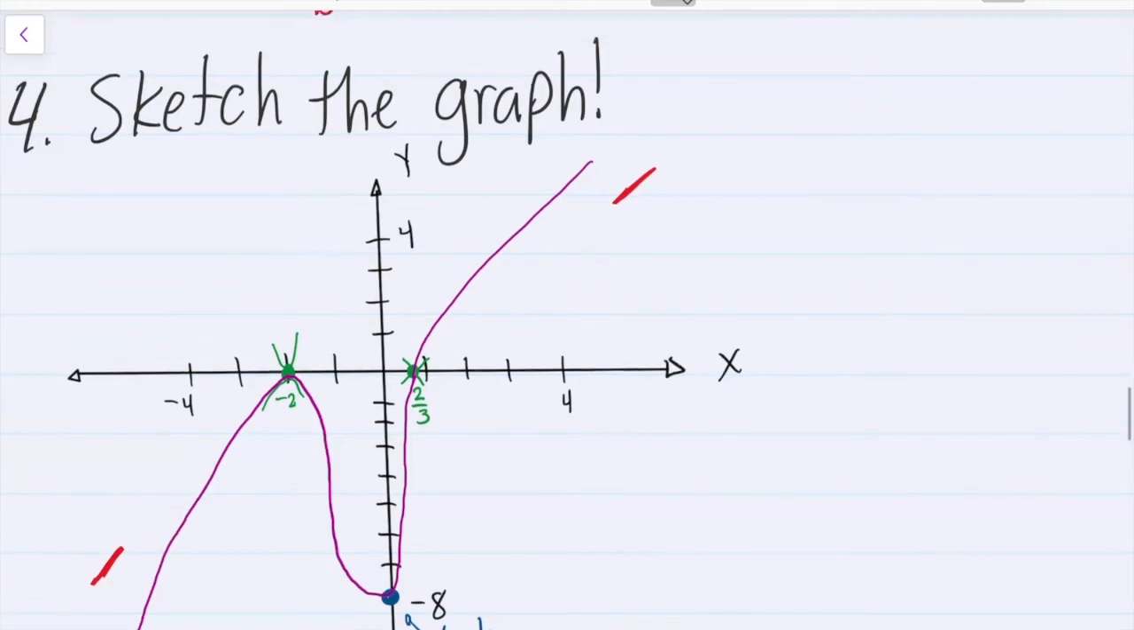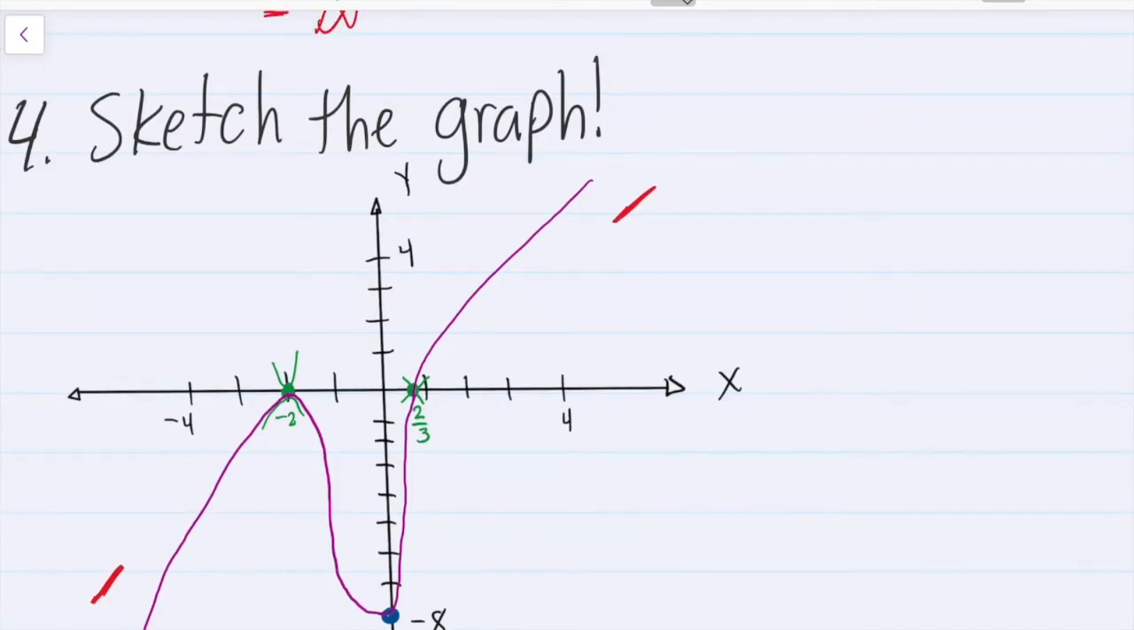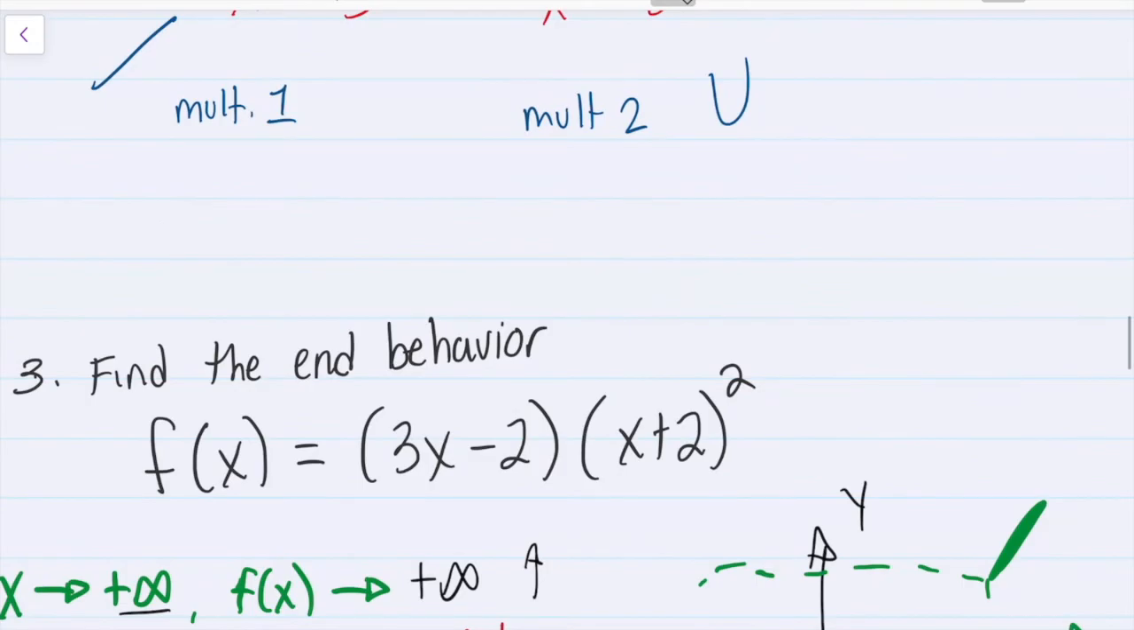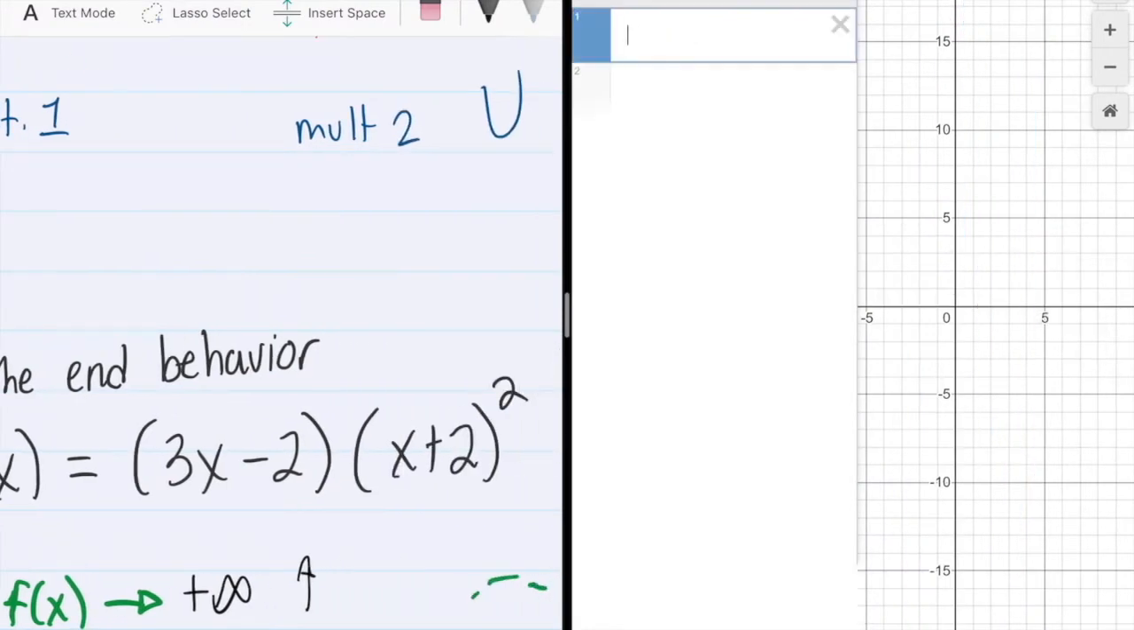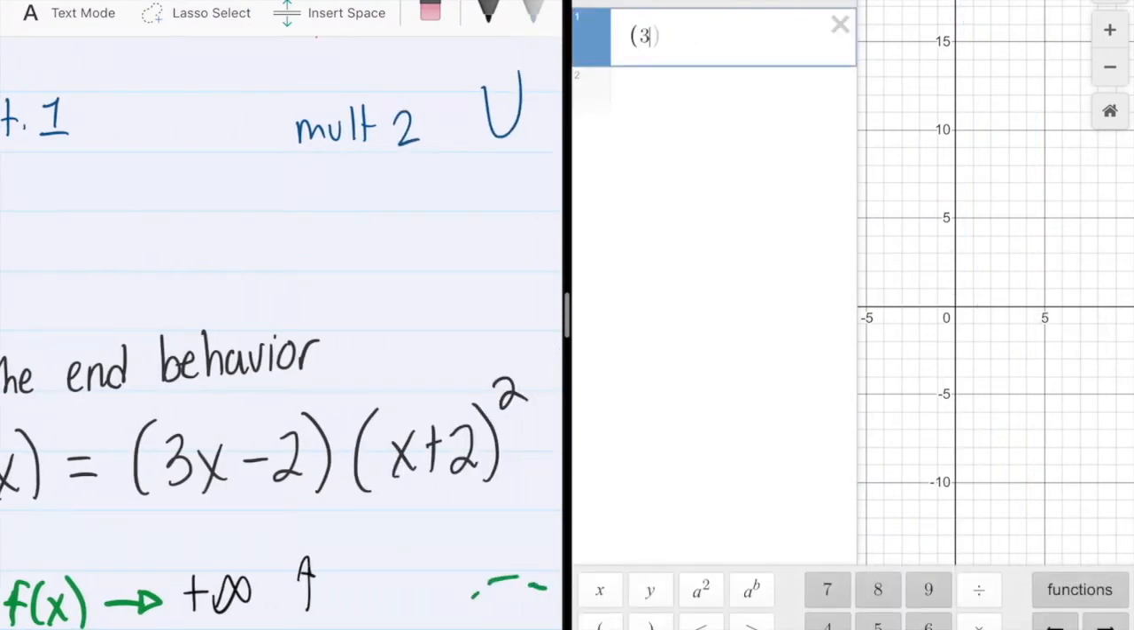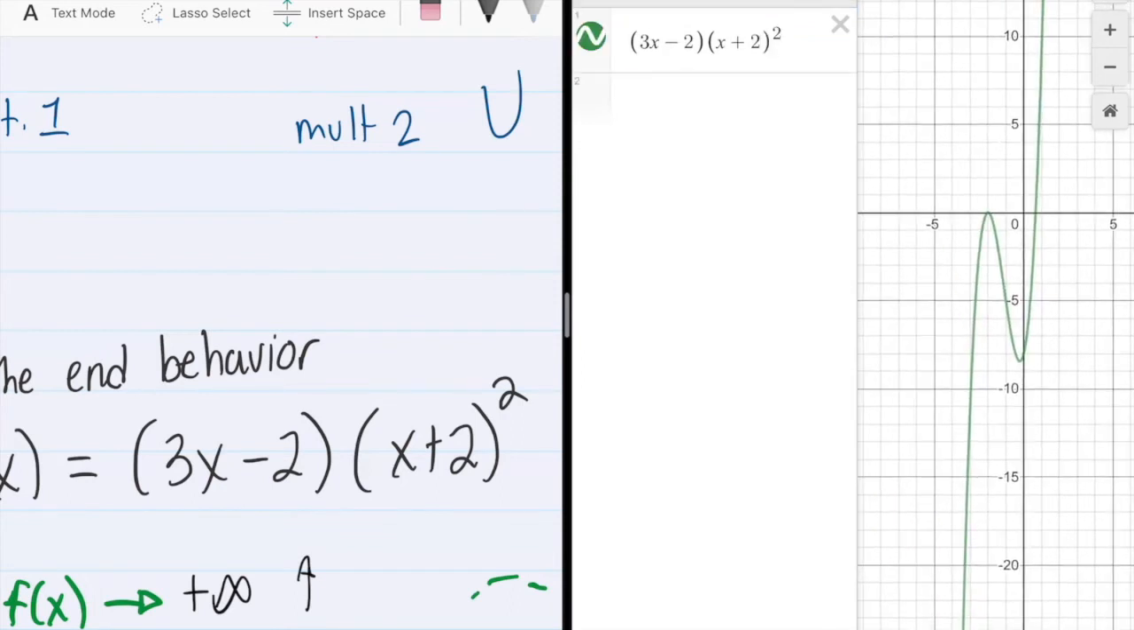How do we check if it's accurate? How about we go with good old Mr. Desmos here, and let's graph the original. Let's put it here double screen, and let's graph this. Well, if I were to put parentheses 3x minus 2 to the power of 2, and then parentheses x plus 2. Oh, I'm sorry. No power of 2. Sorry, no power of 2. Let's just put parentheses x plus 2 to the power of 2. There we go.